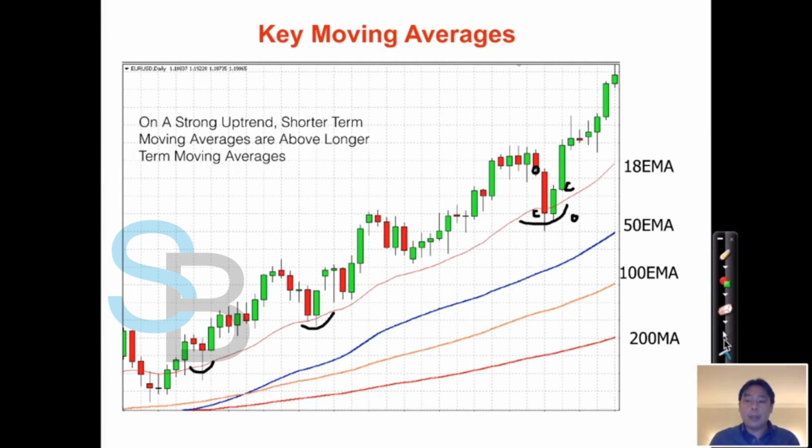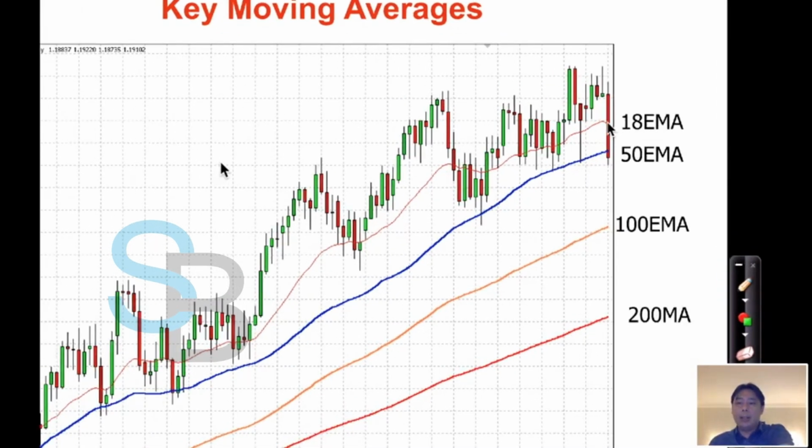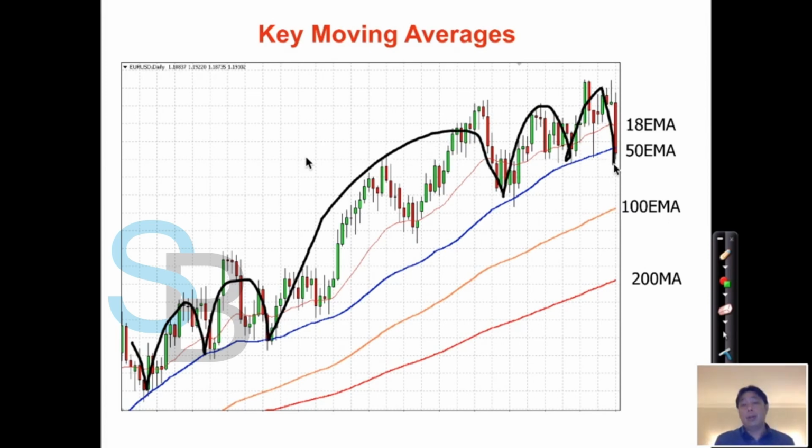Now sometimes it will test the 50 moving average, like so. So again, you can see a very clear uptrend where it's in sequence. This is the 18, this red line, above the 50, blue line, 50 above the 100, 100 above the 200, in that sequence. So you want to see the sequence to know it's a clear uptrend, only then do you buy. And again, in this case, it bounces off the 50 moving average. It goes bounce, bounce, bounce. So there are times it bounces off the 18, there are times it bounces off the 50. It depends on the period which you're looking at.